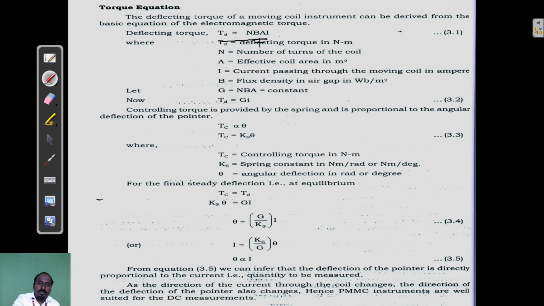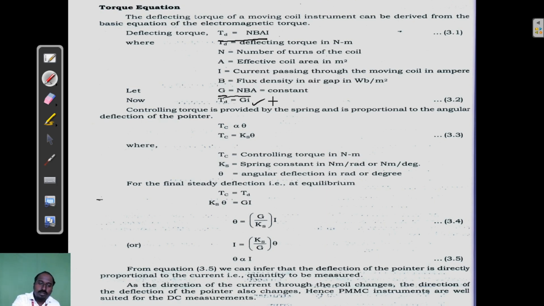Among these four parameters, we can take N, B and A as constants. So we can combine them as G. It is the galvanometer constant. So finally, we are getting Td is equal to G into I. Thus, we have derived the equation for deflecting torque.